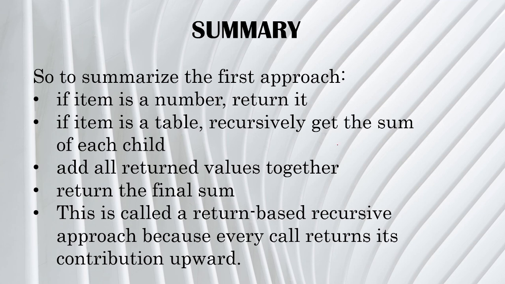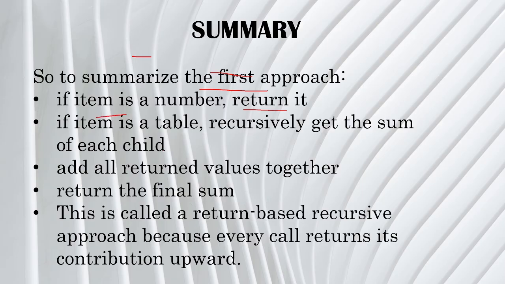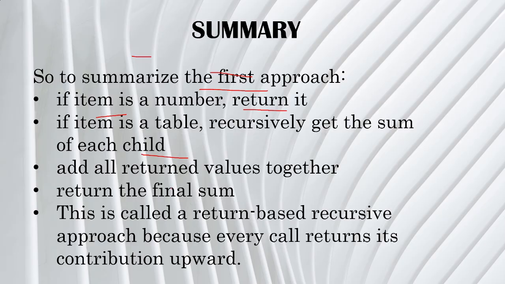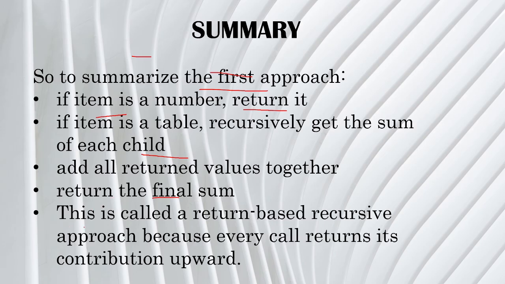So let's see the summary of this approach. To summarize the first approach: if item is a number, return it. Right here it returns it. If item is a table, recursively get the sum of each child, and return the final sum. Here it returns the final sum. This is called the return based recursive approach, because every call returns its own contribution upward. So this was our table 1.